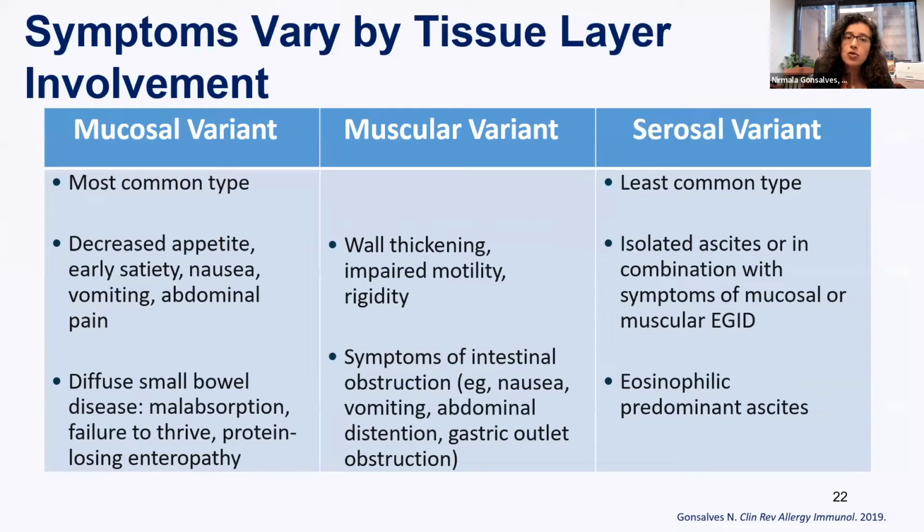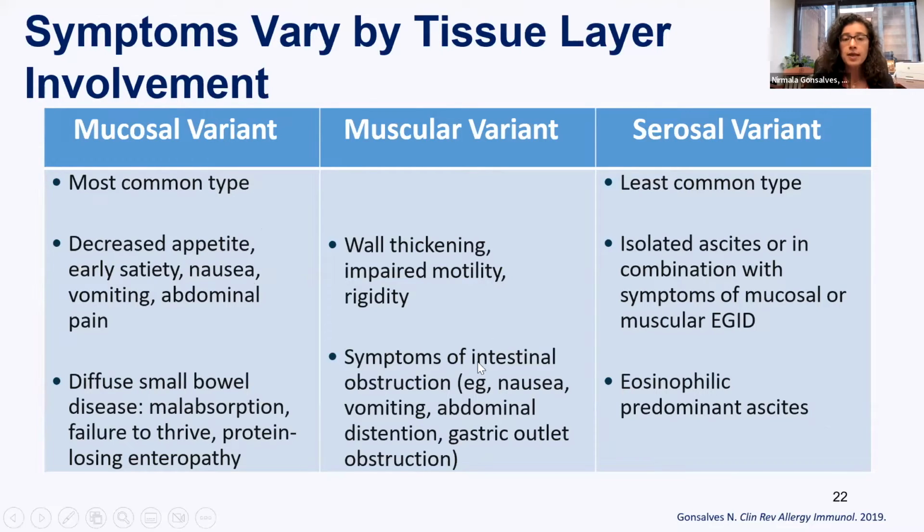It's important to also know that symptoms vary by tissue layer involvement. If you remember that picture of that donut and the layer that the eosinophils are penetrating. So if it's just the superficial layer, the mucosal variant, this is the most common type. Patients will have decreased appetite, that early satiety, nausea, vomiting, and abdominal pain. And if you have a lot of small bowel involved, you can have problems absorbing different nutrients or malabsorption, a failure to thrive, and that protein losing enteropathy, meaning losing a lot of that protein in the gut because it's not getting absorbed.